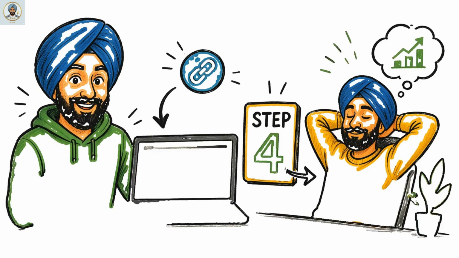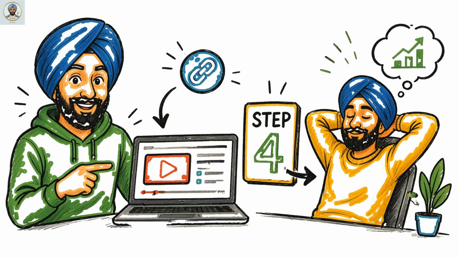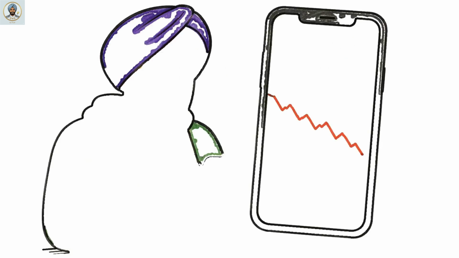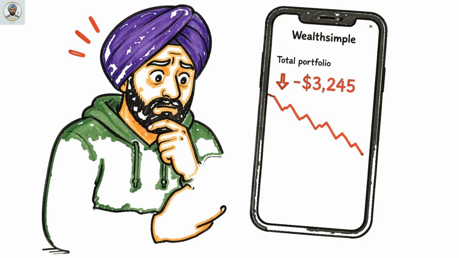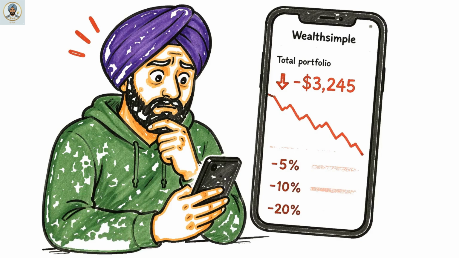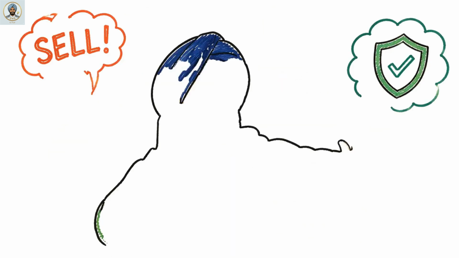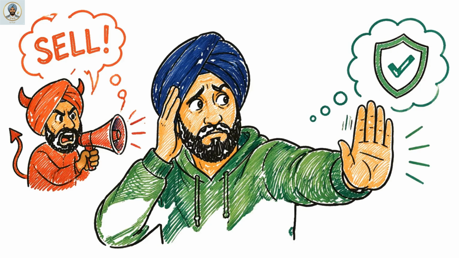Step 4, and this is genuinely the hardest step for most people, leave it alone. Let's be real. The market is going to drop. At some point this year or next year or the year after, you're going to open your Wealthsimple app and see that your portfolio is down 5, 10, 20%, and every instinct in your brain is going to scream at you to sell. Don't.